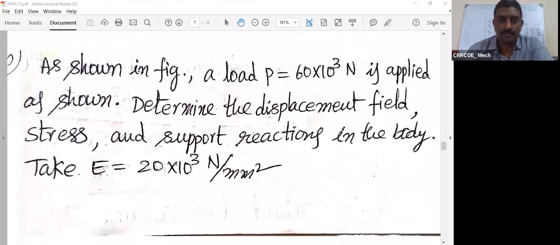Okay, second problem. As shown in the figure, a load P equal to 60 kilonewtons is applied as shown. Determine the displacement field, stress, and support reactions in the body. Young's modulus is 20 into 10 cube Newton per mm square.